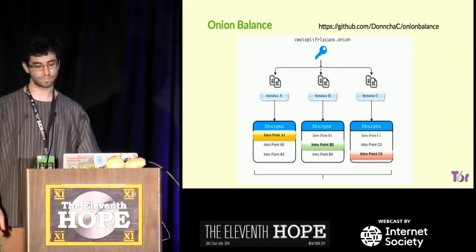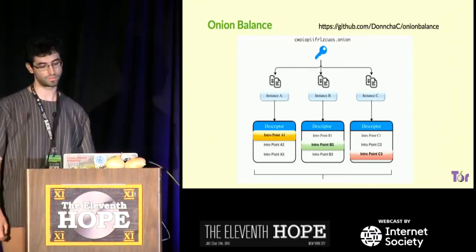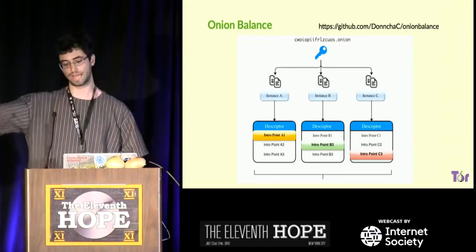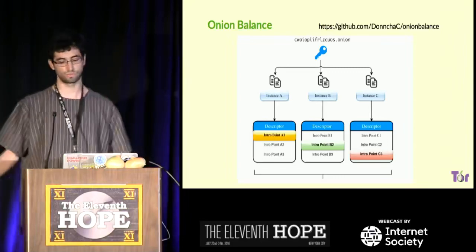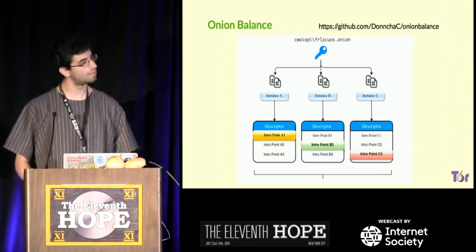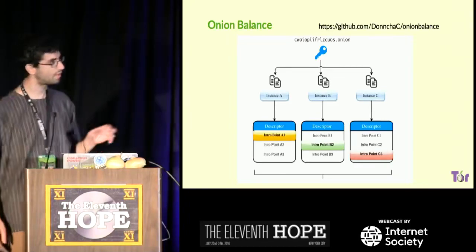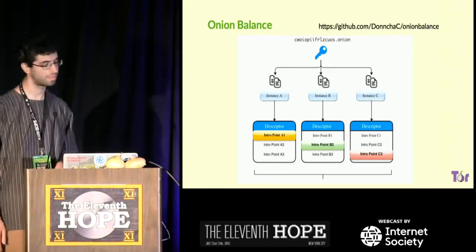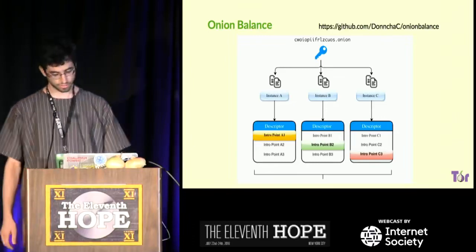It's actually quite easy to use. You just have to set up n hidden services with the same web root or whatever, and then point Onion Balance to them, and then Onion Balance will do all the rest. You can get the GitHub link there and try it out, please. I think we will be quite interested in your experience.